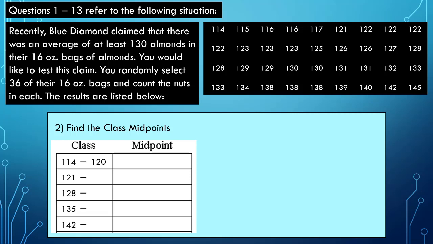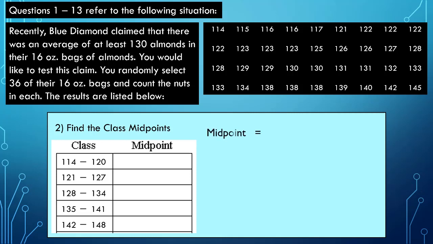Once you get that first upper class limit, you can do the same thing we did with the lower class limits and add the class width. So 120 plus 7 is 127. Add 7 again, 134. Add 7 again, 141. Add 7 again, 148. You can see that the lower class limits are always one more than the previous upper class limit. So once we've got the classes defined, we can find the midpoints.